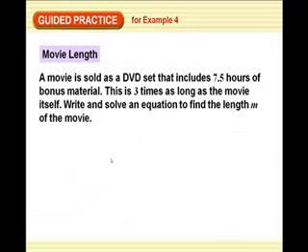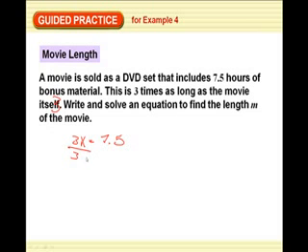A movie is sold as a DVD set that includes 7.5 hours of bonus material. This is 3 times as long as the movie itself. Write and solve an equation to find the length of the movie. Okay, it's 3 times as long as the movie. So 3x equals 7.5. I don't know if that's right. I think it is. Yeah.